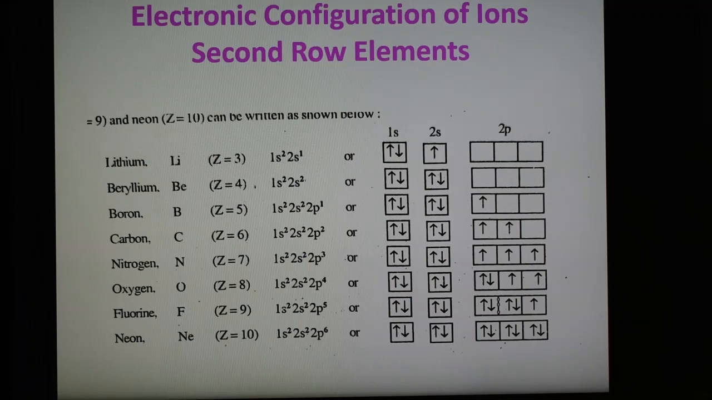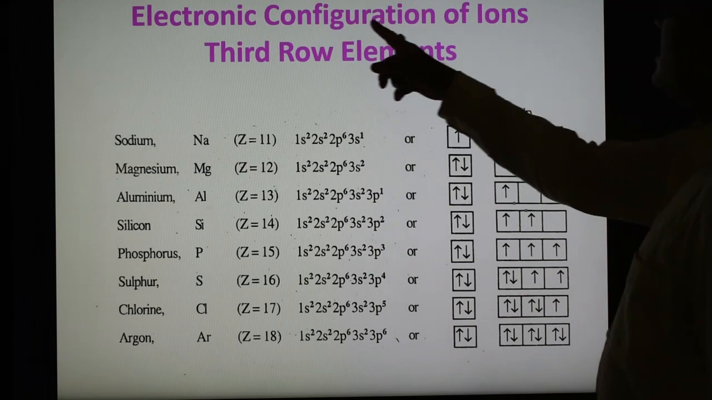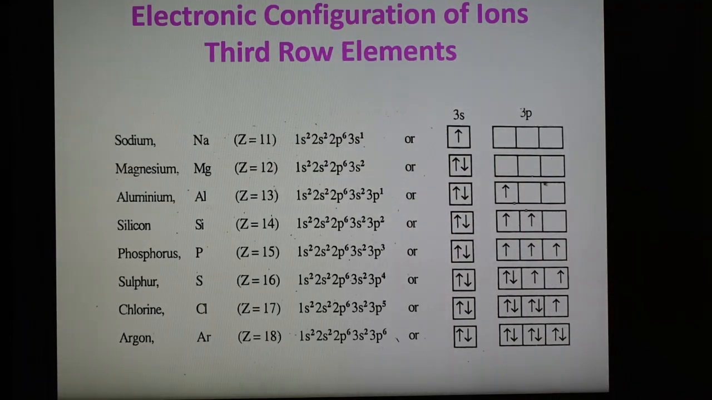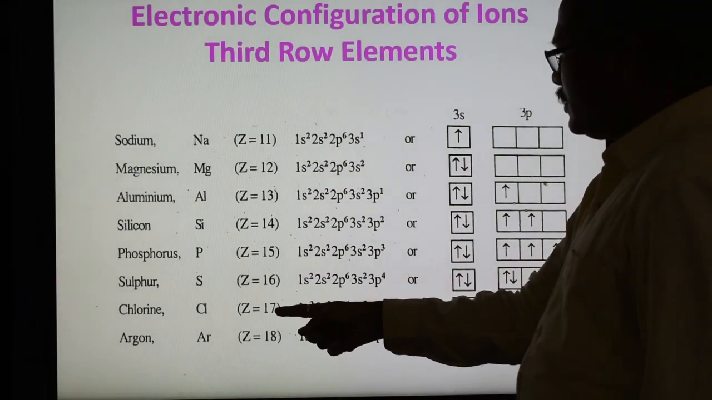After that, the electron configuration of third row elements, not ions. Again, this contains 8 elements: sodium, magnesium, aluminum, silicon, phosphorus, sulfur, chlorine, argon. Atomic numbers are from 11, 12, 13, 14, 15, 16, 17, 18.